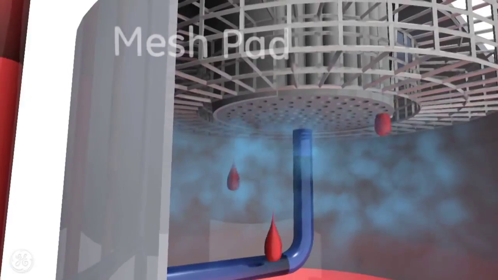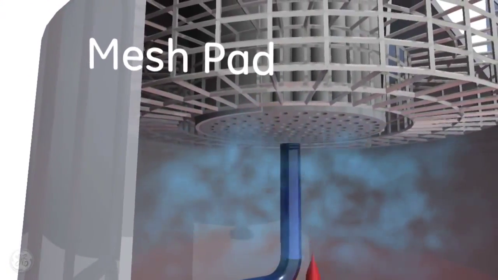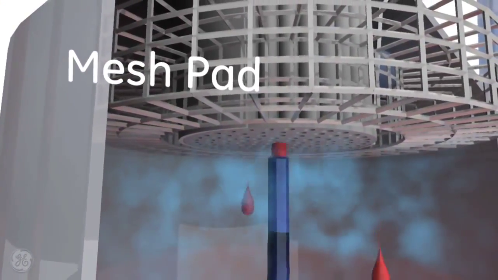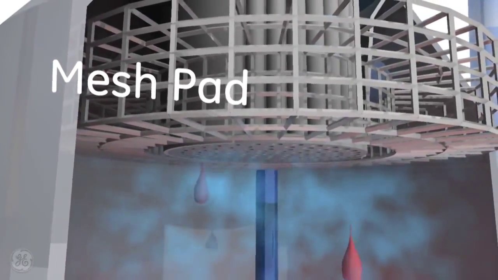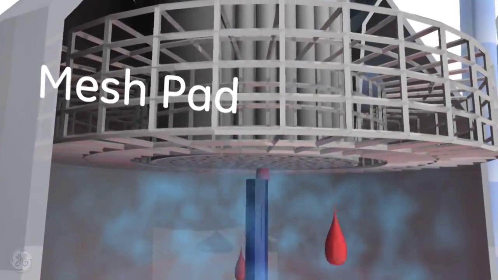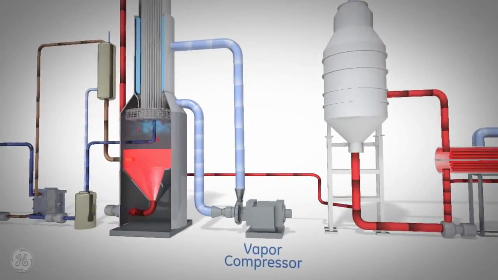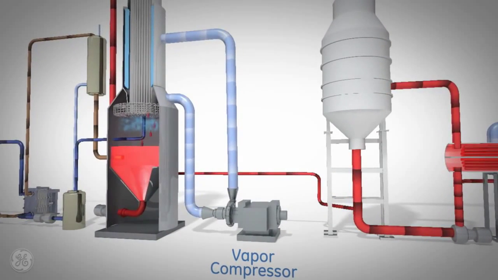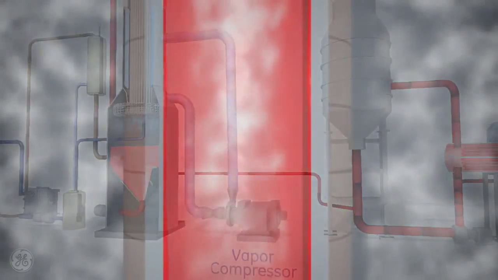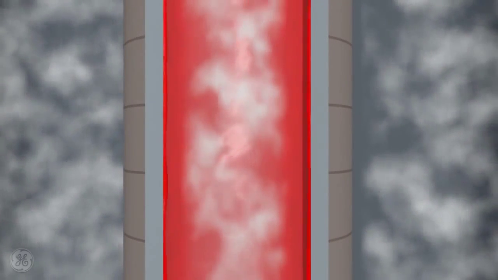Evaporated water vapor flows through the mesh pad mist eliminators. The mesh pad mist eliminators remove any brine droplets from the vapor. That vapor exiting the mist eliminators flows to the vapor compressor. The compressor increases the vapor pressure slightly. The compressed vapor flows to the shell side of the heat transfer tubes of the brine evaporator.